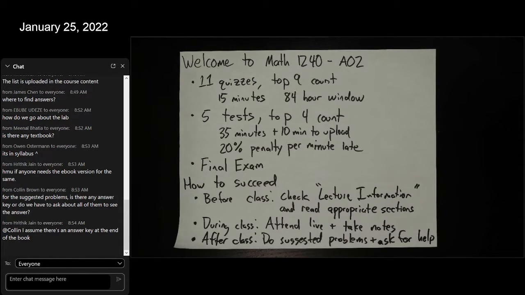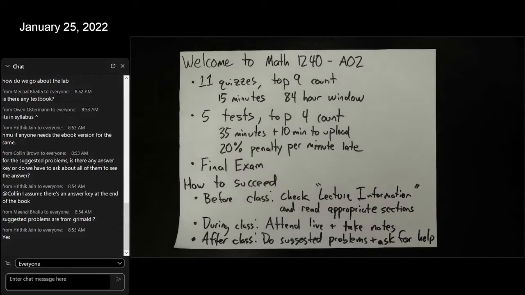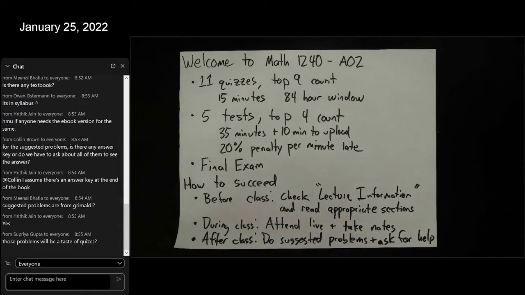But if you have questions about it, discussions is a great place. Office hours are a great place. Maybe some of them are answered in the back of the book, but yes, the suggested problems are from the textbook. They're from Grimaldi. The practice problems are the best way to prepare for the quizzes. Yes, the quizzes will not come directly from the homework, but they're similar-ish. And then the quizzes will give you a pretty good idea of what to expect on the tests.